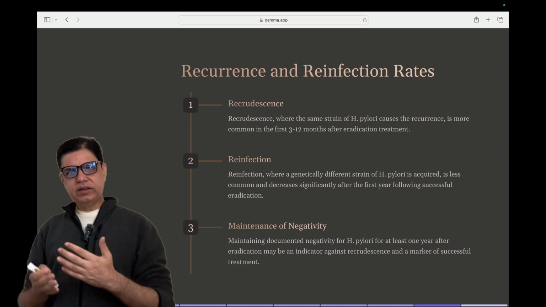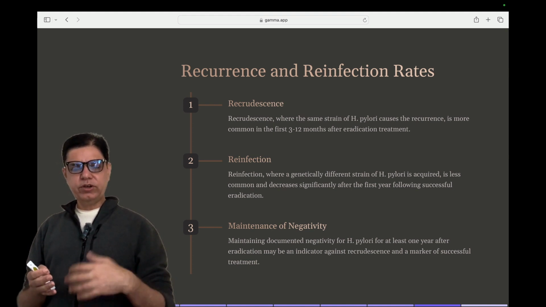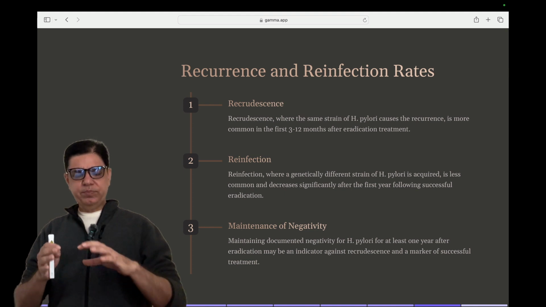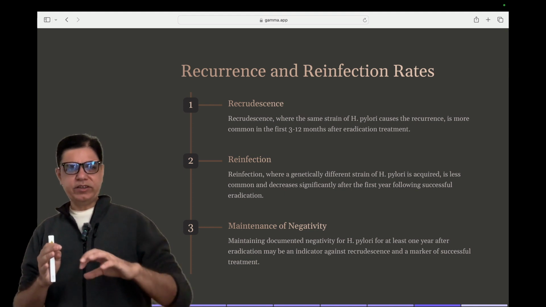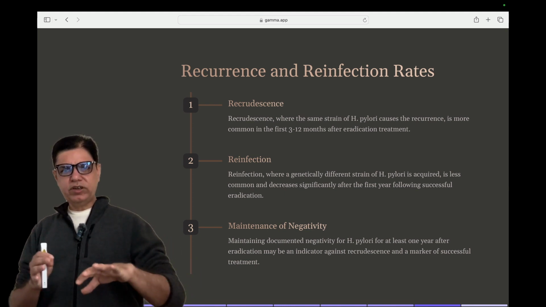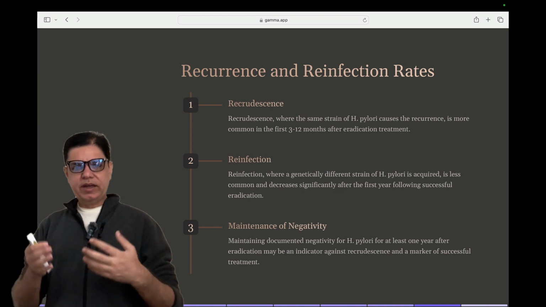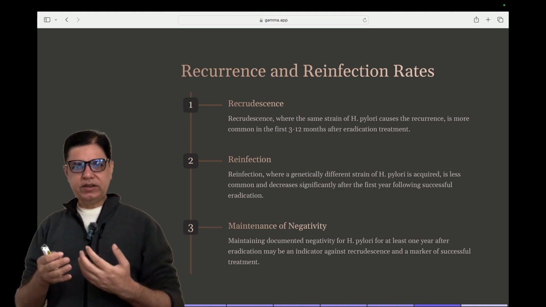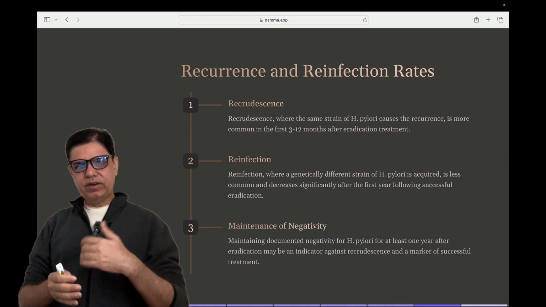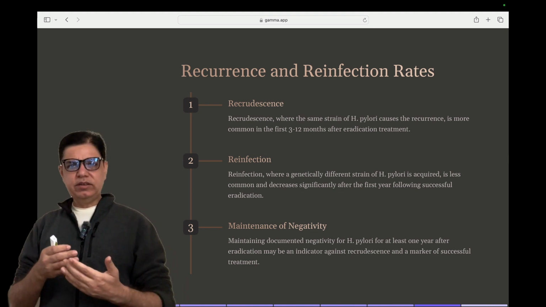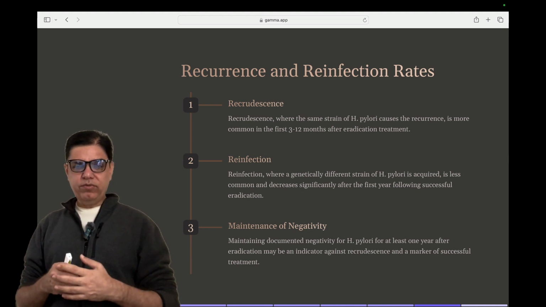So there are two terms used here. One is recrudescence and one is reinfection. Recrudescence means where the infection has subsided, but the bacteria has not been totally eradicated. It's still lying there dormant. As soon as the treatment is stopped, those bacteria multiply again and they cause a heavy infection. So that is recrudescence, where the same strain becomes active again and causes the same infection within the first 3 months to 1 year of eradication treatment.